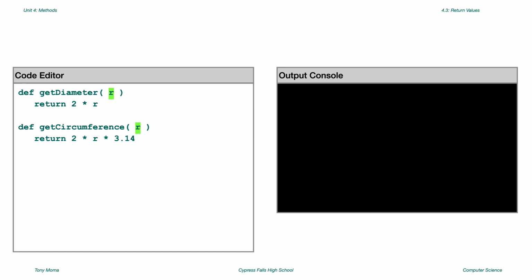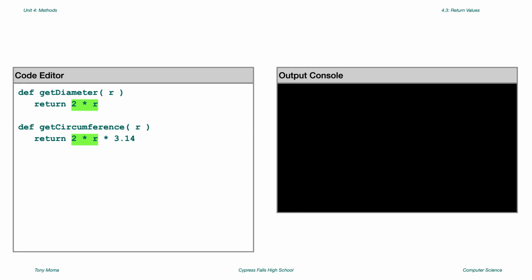Okay. The next thing I want you to notice is that the expression for getDiameter is also used inside the getCircumference method, right? The expression for getDiameter is simply 2 times r, and that same exact expression is used as a part of the getCircumference expression. So what that does is it gives us options.